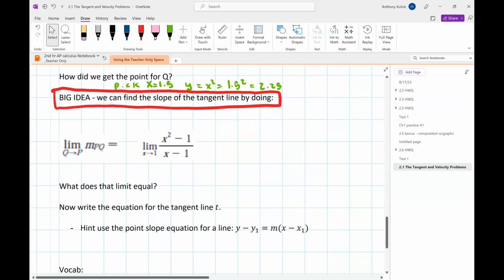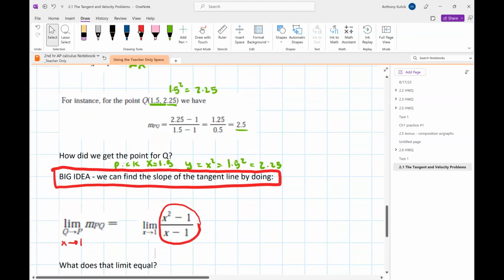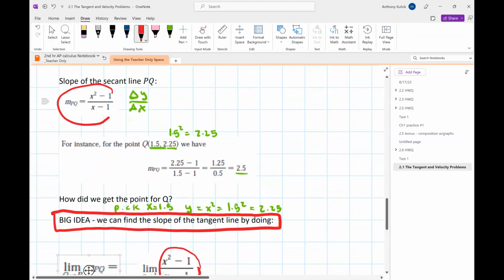So, if we look at this, the slope as q approaches p. The x at q is x, and the x at p is 1. So we want x approaching 1. And we just showed that the slope of the secant line in general for PQ is x squared minus 1 over x minus 1. Right? That was what we did right here.